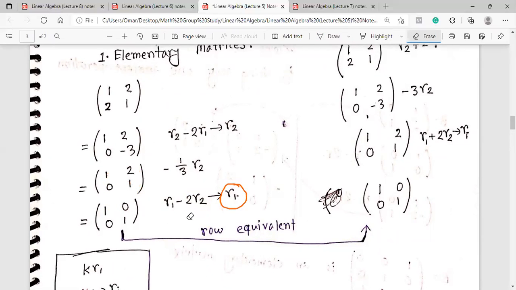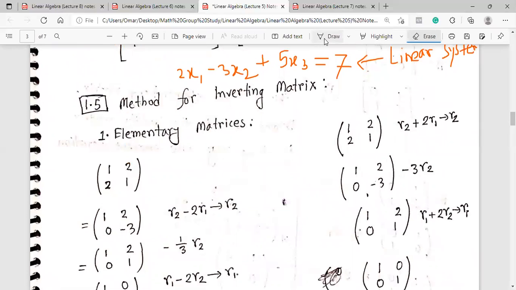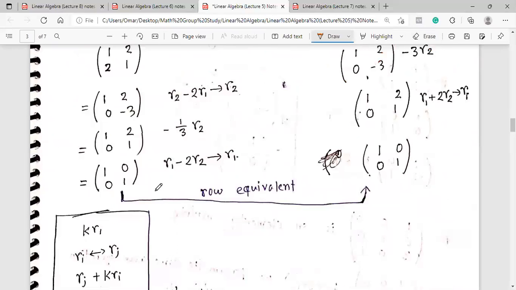So this way we calculate the value of a matrix, or this way we can change a matrix to RREF, or reduced row echelon form. Okay, this is RREF form.